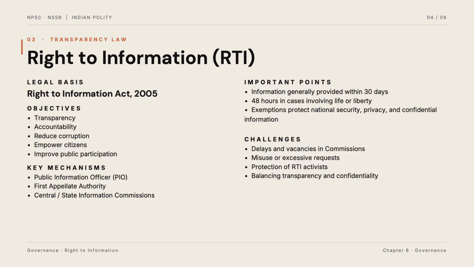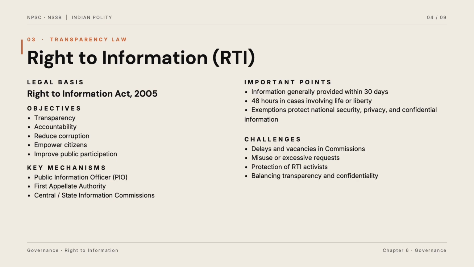You can file an appeal there stating that I have submitted an RTI to the Deputy Commissioner of Woka, but I haven't received the information that I asked for. So that's what the first appellate authority is about.